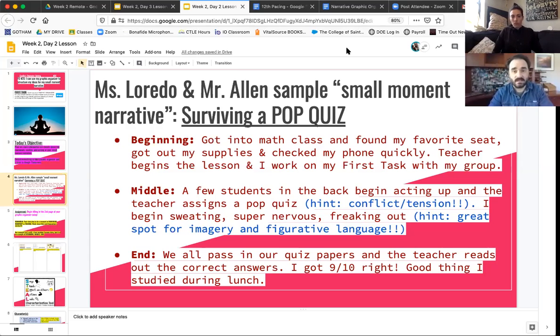And that is some kids in the back are acting up. And so the teacher decides pop quiz. And as you can see in the slide, it says, talk about that conflict, talk about that tension in the room, both between the teacher and the students who aren't behaving, and the tension of just, there's a pop quiz in the room with you, and it's gonna get you.